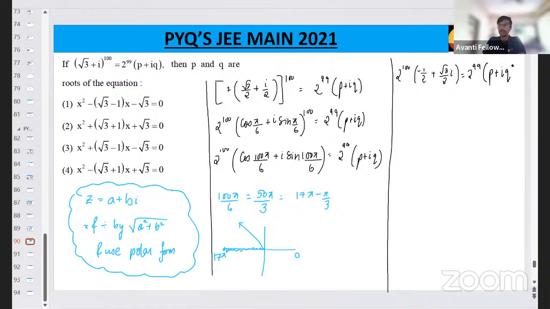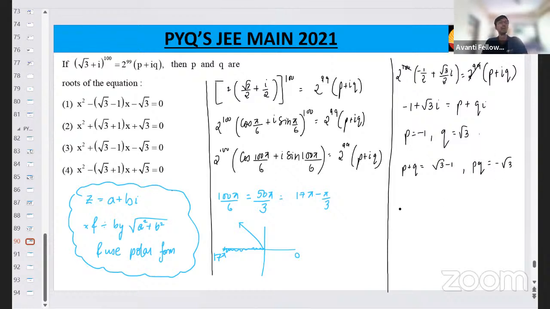p plus iq. Now, we want 2 raised to the power 99. We can directly cancel: 2 raised to the power 99 and this 100 cancel, and 1 remains. So we get minus 1 plus root 3 i is equal to p plus qi. So what is p? p is minus 1, q is root 3. Right? So p and q are roots of the equation. Okay, what will be the sum of the roots? p plus q is root 3 minus 1, and the product of the roots pq is minus root 3.